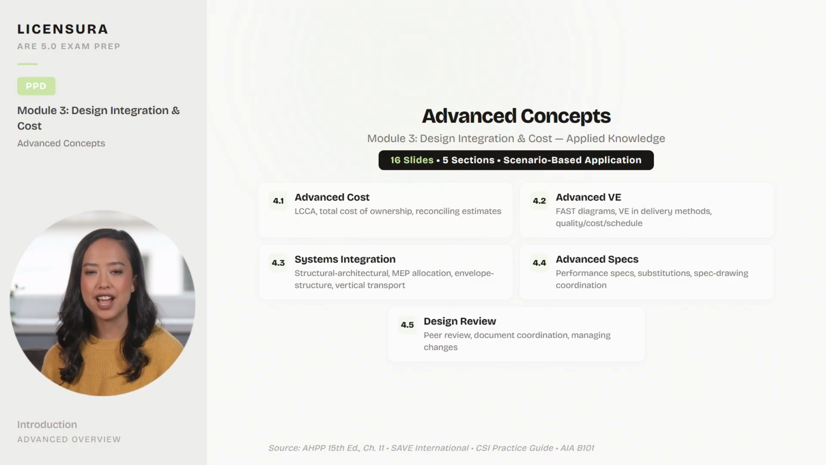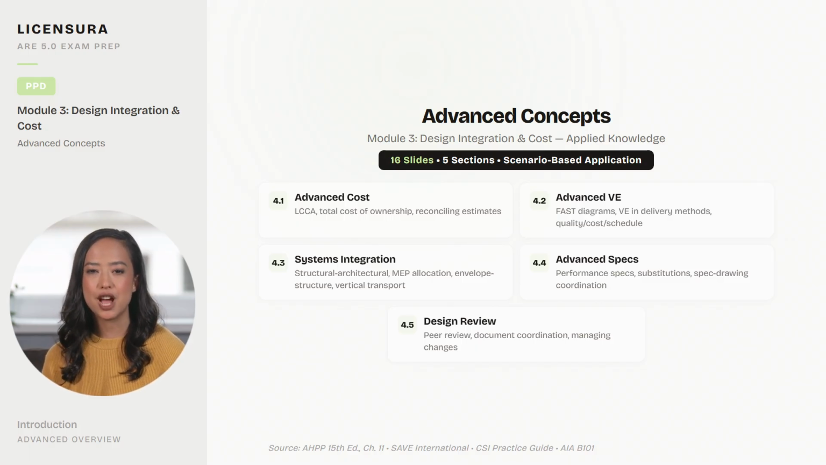Section 4.1 tackles advanced cost, LCCA, total cost of ownership, reconciling estimates. Section 4.2 tackles advanced VE, FAST diagrams, VE and delivery methods, quality/cost/schedule. Section 4.3 tackles systems integration, structural architectural, MEP allocation, envelope structure, vertical transport. Section 4.4 tackles advanced specs, performance specs, substitutions, spec drawing coordination. Section 4.5 tackles design review, peer review, document coordination, managing changes.